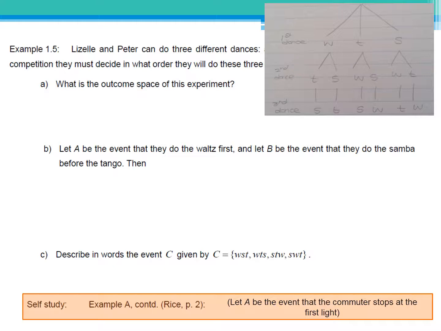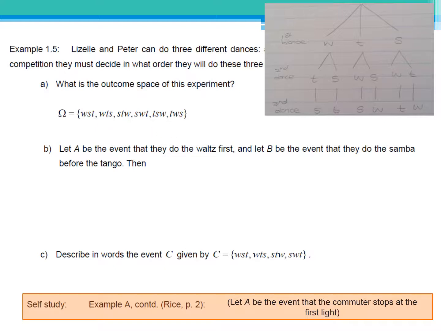But for the second dance there will only be 2 possible outcomes each time, because they can't repeat the first dance. So for the second dance, for instance, if I did the waltz first, they will do the tango or the samba second, etc. And then for the third dance, there will only be 1 outcome each time. So if they did the waltz first, the tango second, then they will do the samba third, etc. So our sample space will contain these 6 possible outcomes.